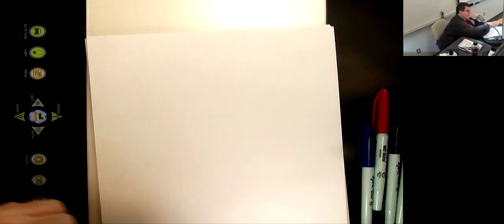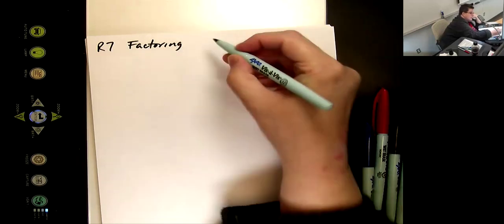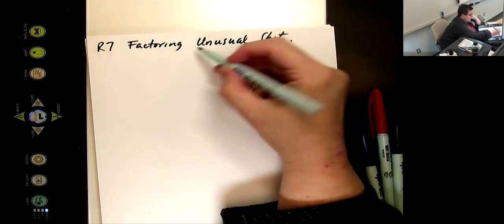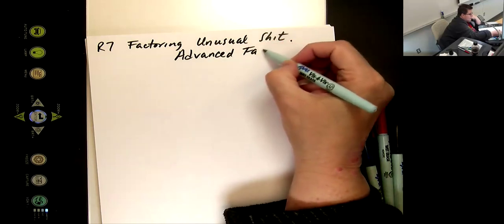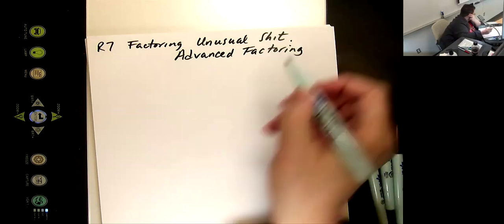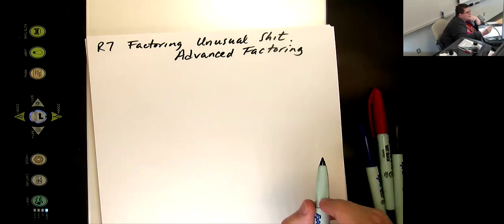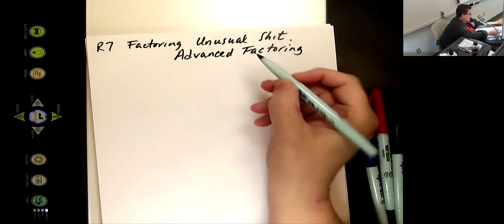R7 has some weird factoring. Factoring unusual shit. Maybe we should say advanced factoring. That sounds more professional. Seems like that's a big concern of mine, right? Sound professional. I'd rather be effective than professional. There's a lot of very professional math teachers that students don't want to fuck with. At least try to make it fun.